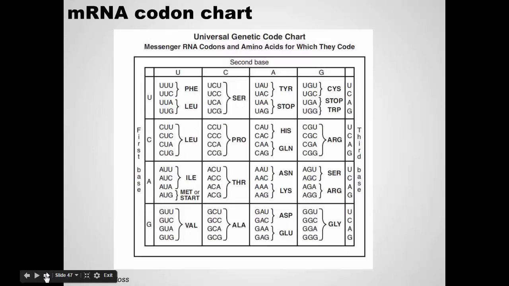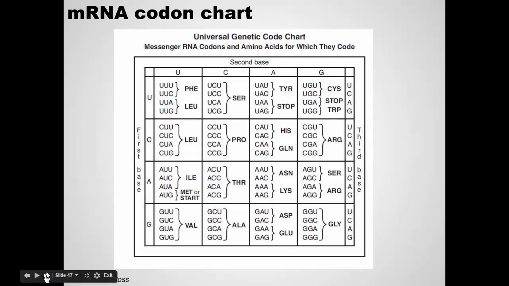This is the messenger RNA codon chart. This tells you for any mRNA codon what the appropriate amino acid is. So if a messenger RNA codon was AAA, the way we use this chart, and it can be set up lots of different ways, we take the first base. We start on the left side.